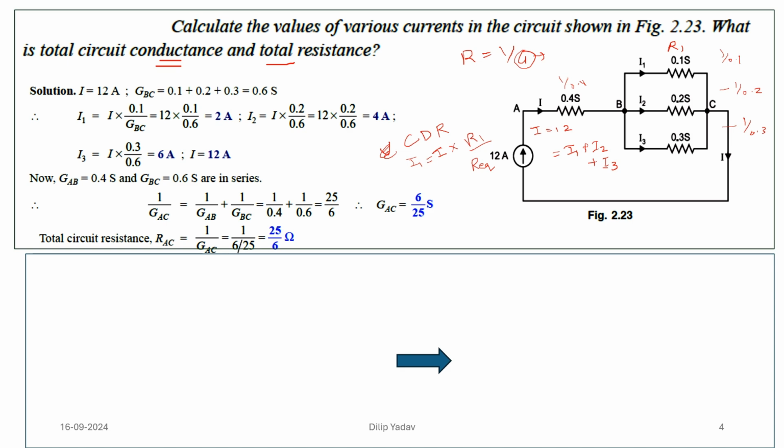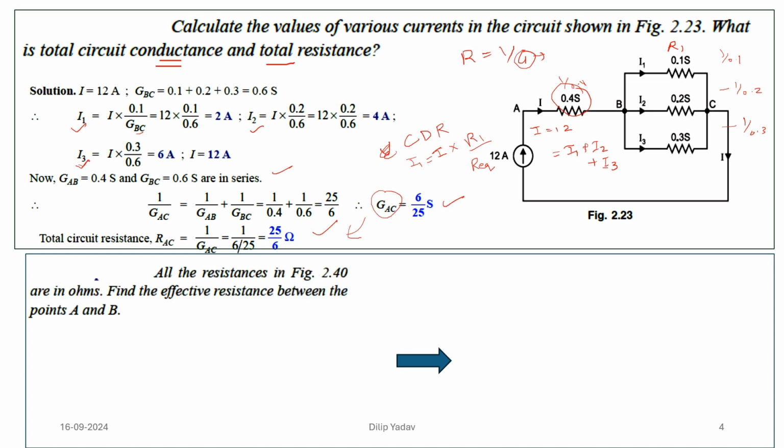So in the place of R equivalent, we have the G value that has been given. So we will take the GBC. This is how I1, I2 and I3 are calculated. Now it is saying that GAB was 0.4 mho, and then GBC was given. We can calculate the total GAB like this, and the reciprocal of the conductance that we have taken will give the resistance across this. So we have another question now.